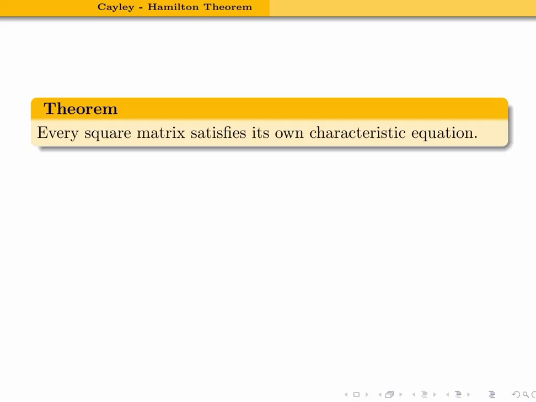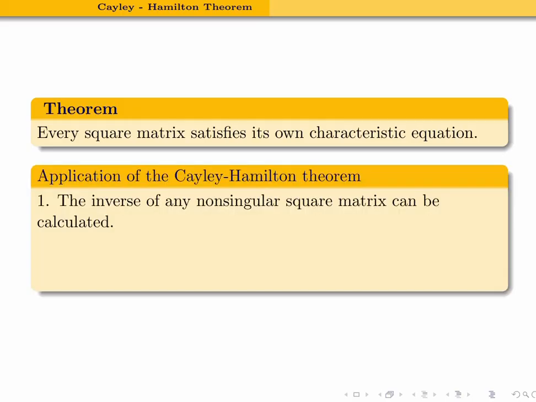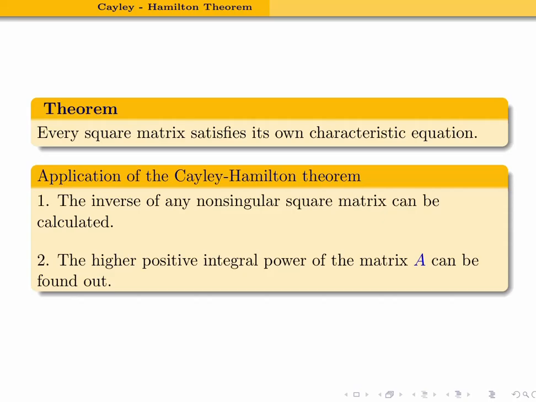So a square matrix having the characteristic equation, we can replace that matrix in the characteristic equation, and it will be satisfied. So that's what the theorem says: every square matrix satisfies its own characteristic equation. We can apply the Cayley-Hamilton theorem, number 1, to calculate the inverse of any non-singular square matrix. Number 2, the higher positive integral power of the matrix A can be found out.